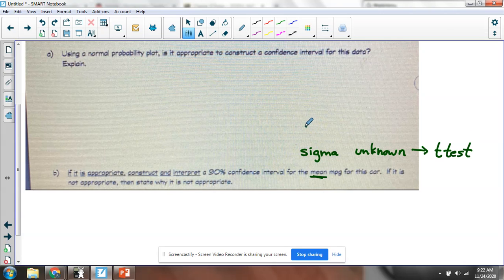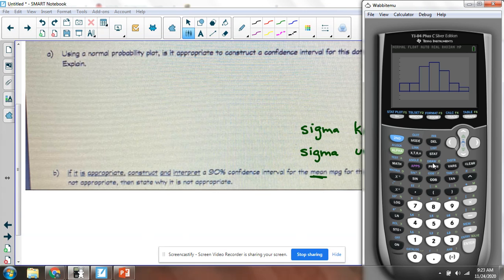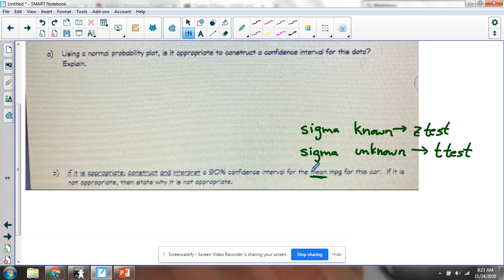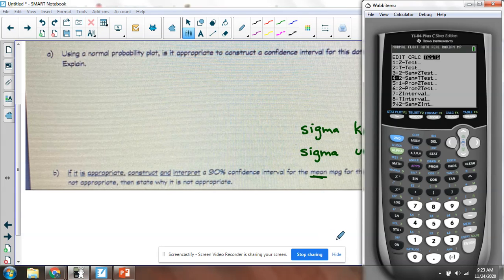If we did have sigma, that would imply a z-test. Okay, so we're going to get the calculator. Stats. We're going to do not a t-test. This is a t. We're talking about intervals now, not hypothesis tests. This is interval. And this is interval. The next chapter you do probably will have t-tests and z-tests. So this is a t-interval.